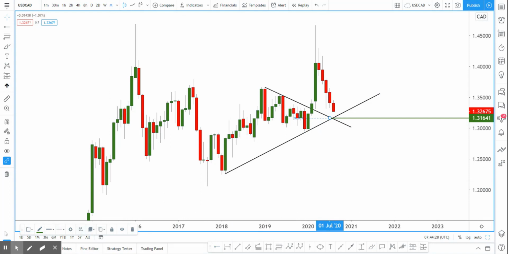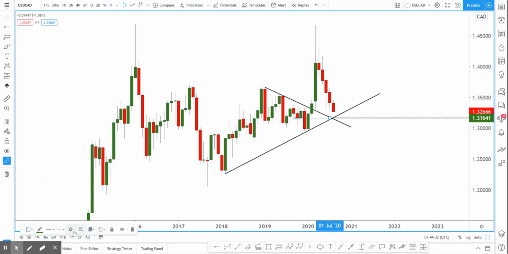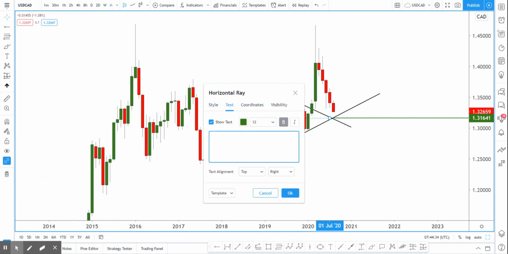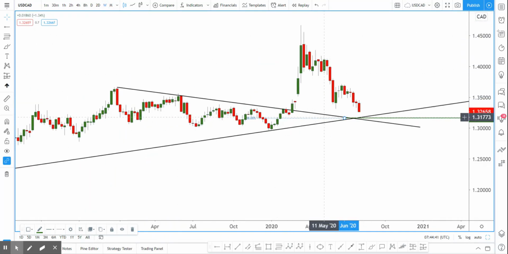I'm just going to highlight the level there and put this as our support, and I will put the letter M for monthly support. Alright, so now we have a monthly support. Let's go down to the weekly.